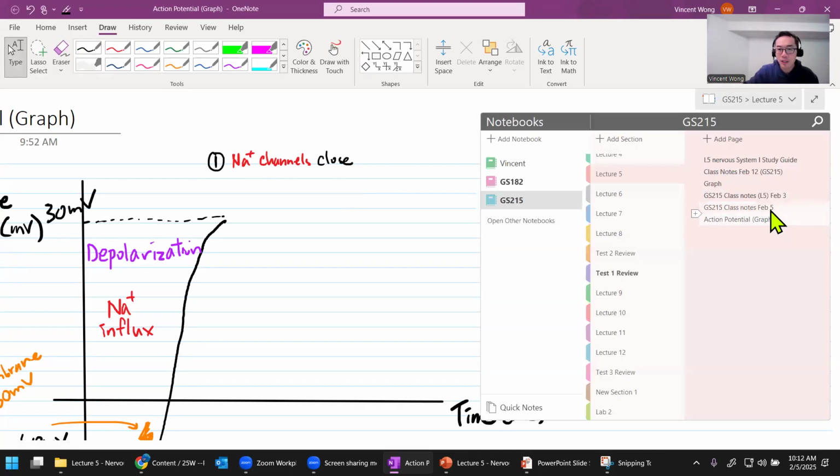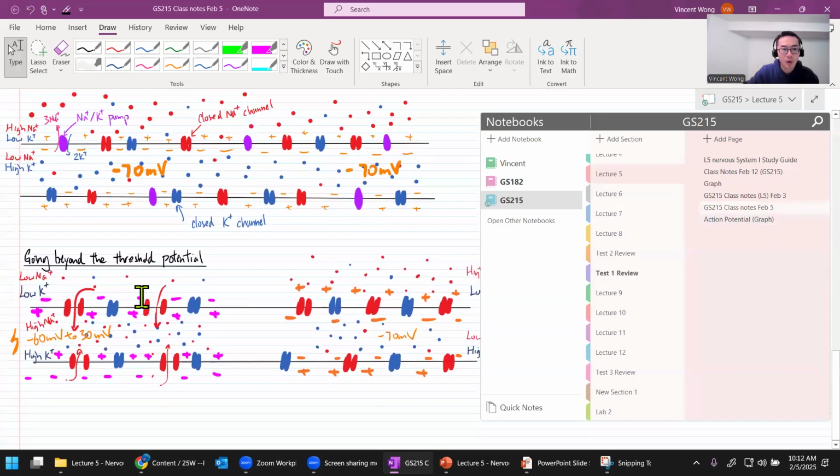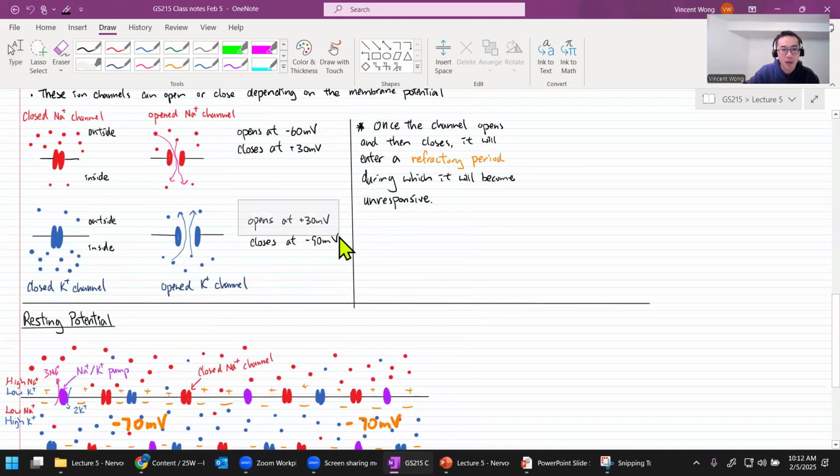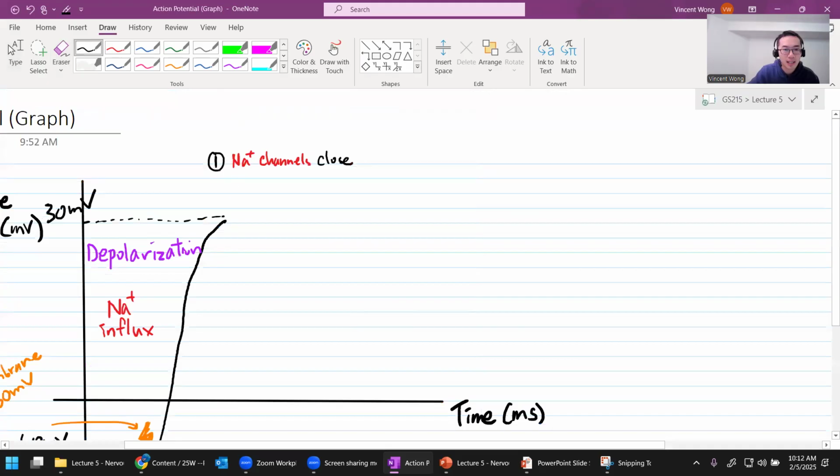Now, if you pay attention to the notes we wrote, and boy, we write a lot of notes, the potassium channels have an opening voltage of 30 millivolts. Right, so once you reach 30, you shut off the sodium, but now it's time to open the potassium. It's time to open the potassium. So that's number two. Potassium channels open.